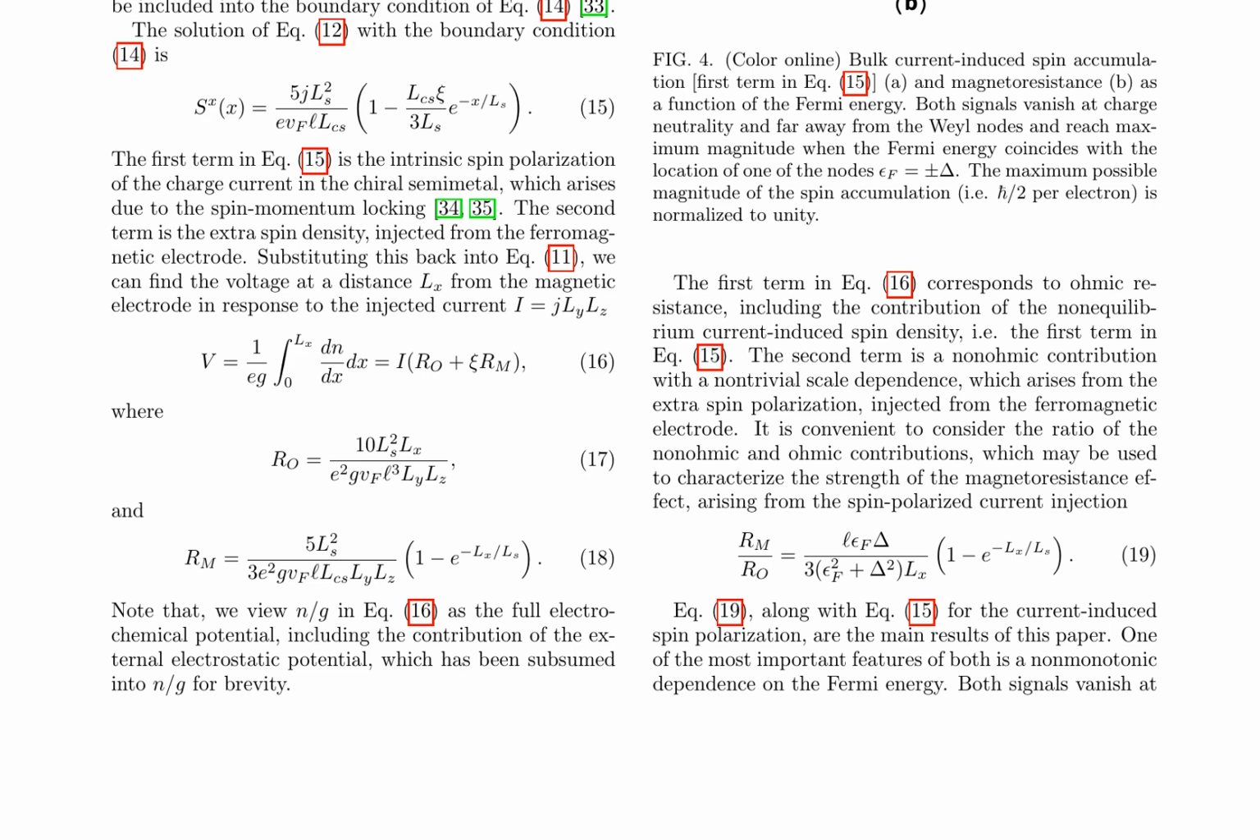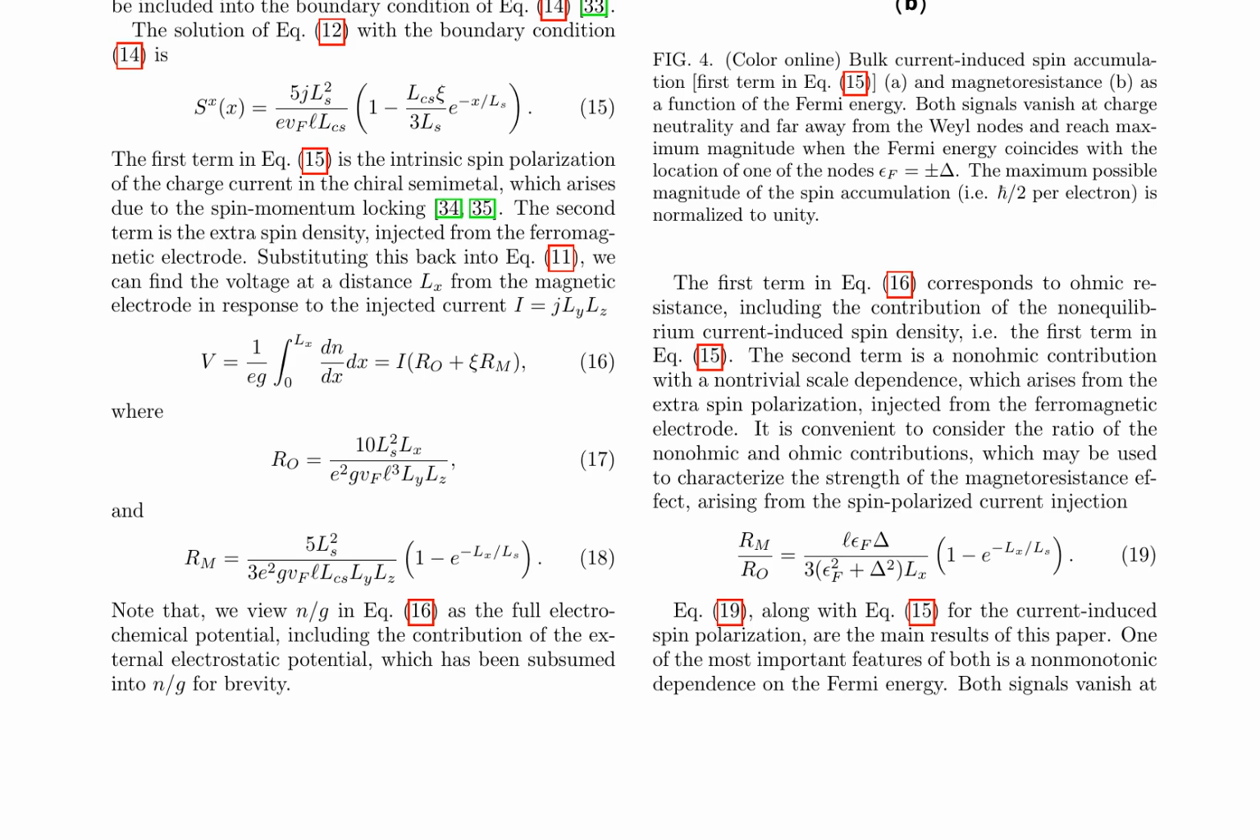one of the nodes. Results are illustrated in Figure 4, showing bulk current-induced spin accumulation and magnetoresistance as a function of the Fermi energy. Maximum possible magnitude of the spin accumulation is normalized to unity. Non-monotonic dependence on the Fermi energy is a key feature of the results, and the ratio of non-ohmic and ohmic contributions may be used to characterize the strength of the magnetoresistance effect.